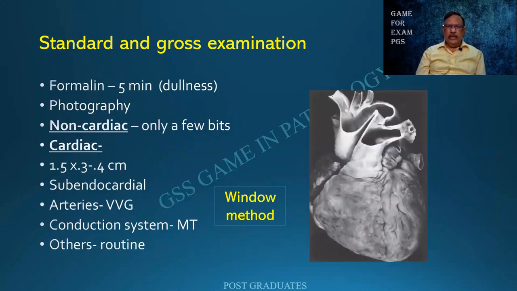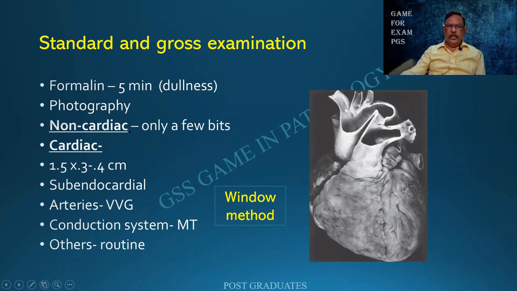What are the standard methods of examination? Now, the heart is fixed in formalin for a period of 5 minutes. Normally, when it is removed, you find it is covered with blood and it will be shiny. In order to remove that and to create a dullness so that you can examine it properly, it is fixed in formalin for about 5 to 10 minutes. Photography is again taken. I mentioned earlier, the heart is not a structure that will collapse that easily. But even otherwise, it can be fixed with paraffin wax and displayed also.